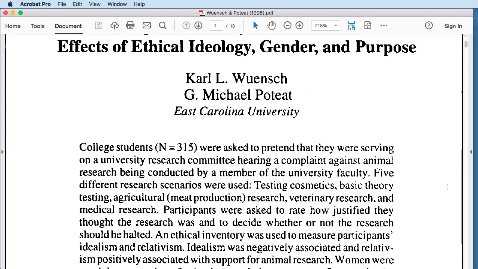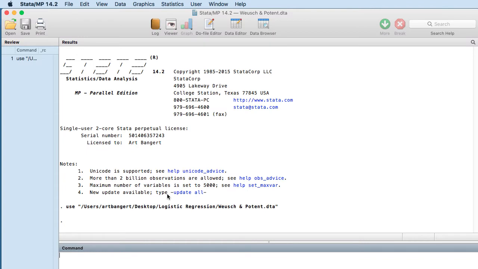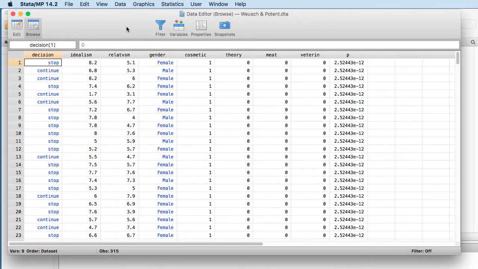So idealism would be, for example, the more idealistic a person would be, the less likely they would want the research to continue under no circumstances, regardless of the benefits to society. Whereas other people on the relativism scale, the higher the relativism scale, the more open those individuals were to continuing the research if it benefits society. For example, if it would improve the health of cats, or if it would be a benefit in terms of medical research for humans. So in Stata, I've already opened the Wench and Podiat data, and so we'll just browse that.